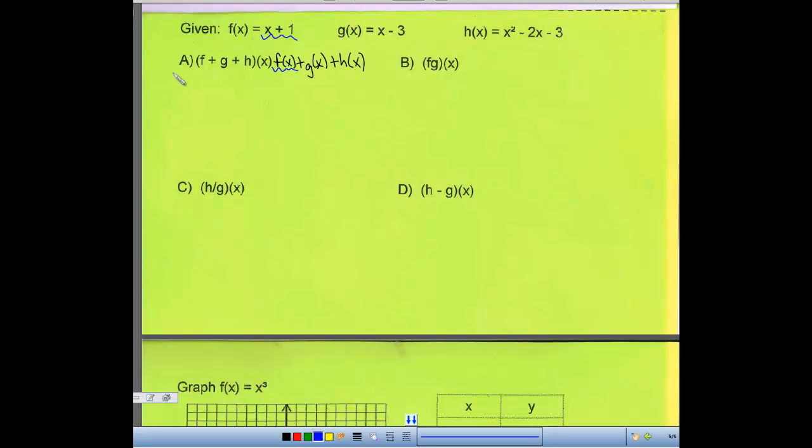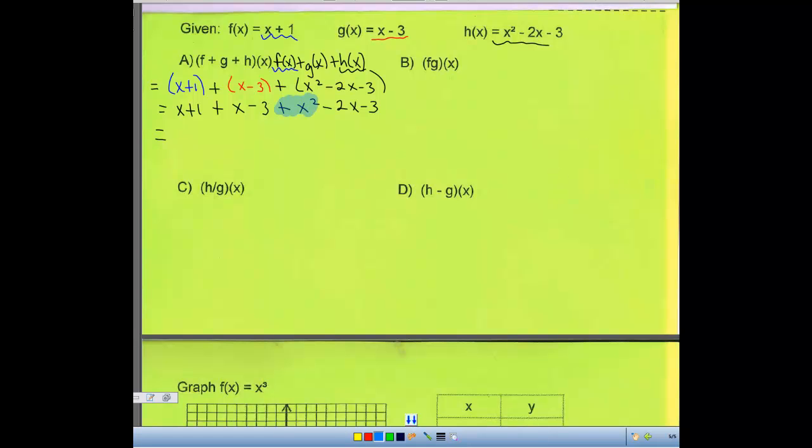F of x is x plus 1. G of x is x minus 3. And h of x is x squared minus 2x minus 3. Now let's get these out of parentheses. Since these are all positive 1 in front of each parentheses, I can just bring down the numbers out of parentheses. Now let's combine like terms.